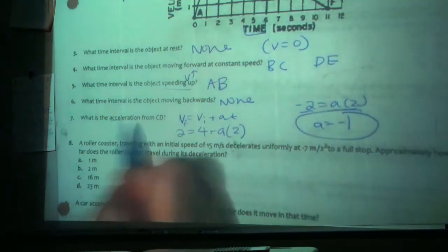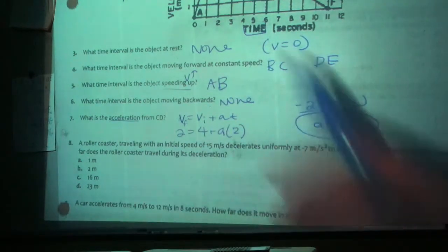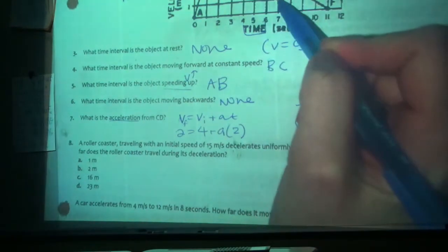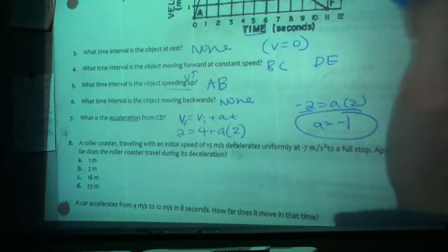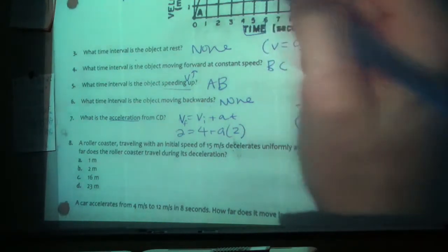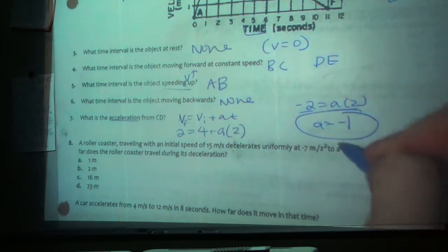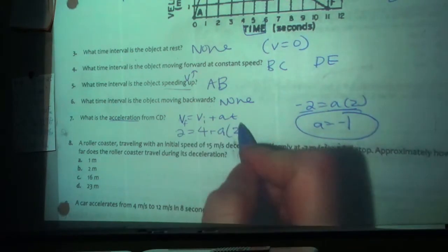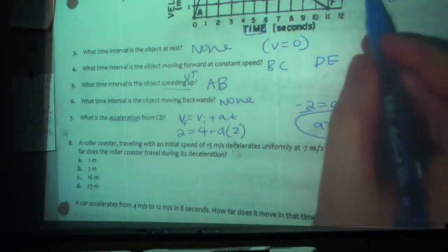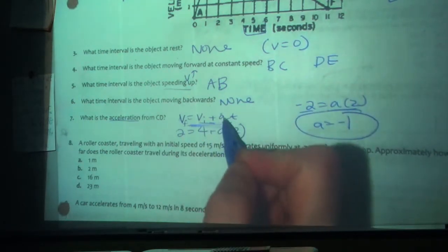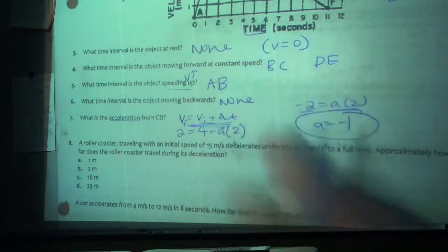Remember, acceleration is the rate that the velocity changes, so it's how much velocity changed in the amount of time. So you also could use a equals delta V over T. It went from 4 to 2, so it lost 2 meters per second, and it took 2 seconds. So it's going to get you the exact same thing. It's basically the same equation, it's just rearranged. This is what's going to be given on your equation sheet, so this is probably your best bet if you don't want to memorize things.